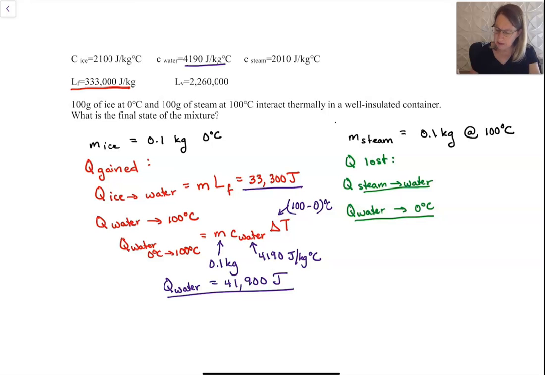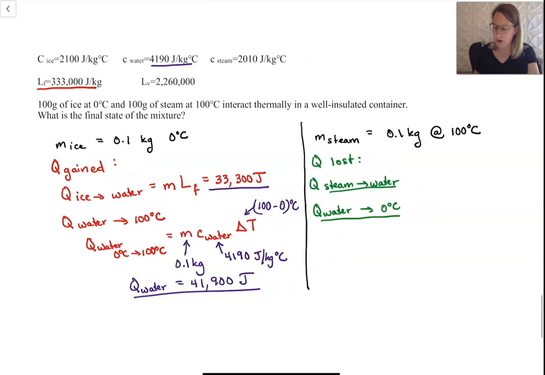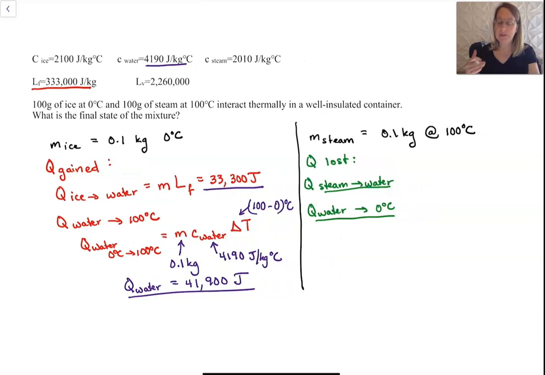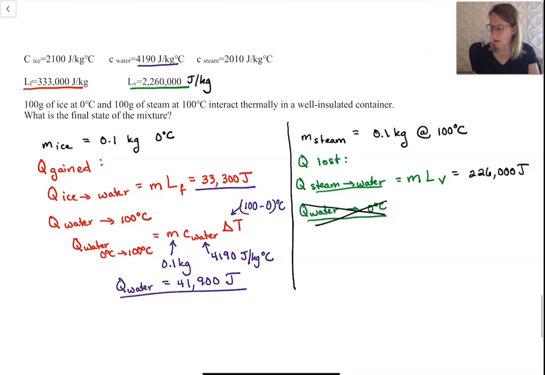So then the next thing the problem suggests is that we calculate these values. And so to condense all the steam to water, we'd say how much mass of steam that we have times the latent heat, this time of vaporization. Oh, and the units got lost on that, joules per kilogram. So if we do that, that gives us 226,000 joules.